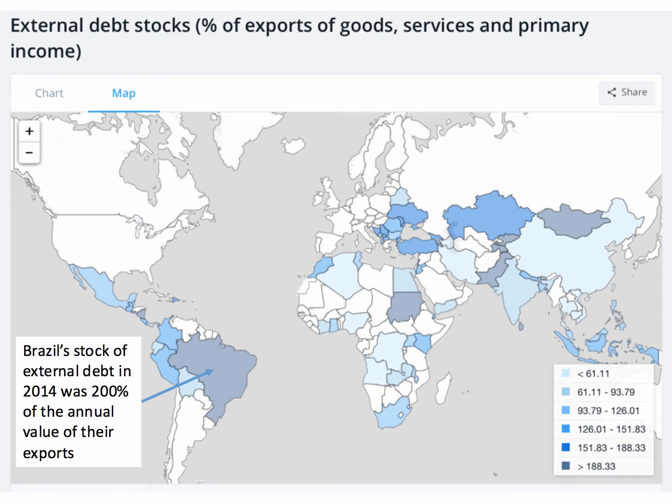Here are two ways of looking at external debt, both published by the World Bank, and all of this data is for 2014. So this first chart shows the total stock of external debt owed by countries, this time expressed as a percentage of the value of the exports of goods and services and primary income from income such as remittances. So you can see, for example, that Brazil has one of the highest levels of external debt measured in this way. Indeed, in 2014, their external debt was twice the annual value of the inflow of money from exports.